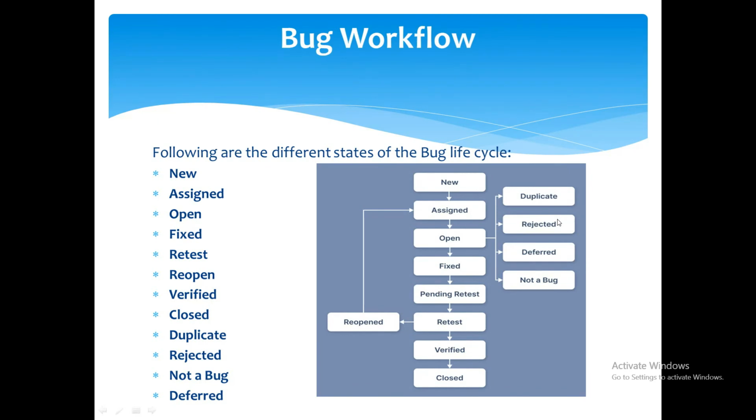The last one is not a bug. The state is given as not a bug if there is no change in the functionality of the application. For example, if the customer asks for some change in the look and feel of the application, like changing the color of some text, then it is not a bug but just a change in the look of the application.